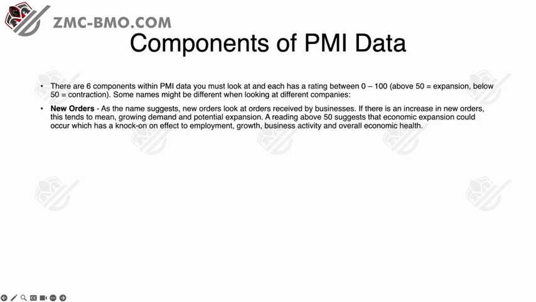But number 1, new orders. There's no particular order here. Each has its own view for that specific sector, and it's important to understand what they are. As the name suggests, new orders look at orders received by businesses. If there's an increase in new orders, this tends to mean growing demand and potential expansion. A reading above 50 suggests that economic expansion could occur, which has a knock-on effect on employment, growth, business activity, and overall economic health.